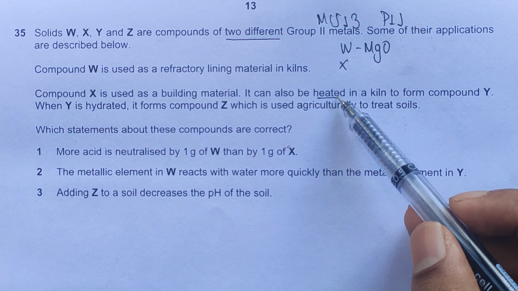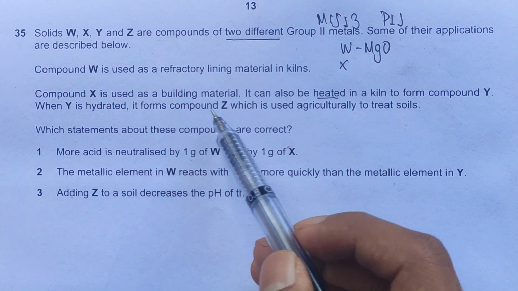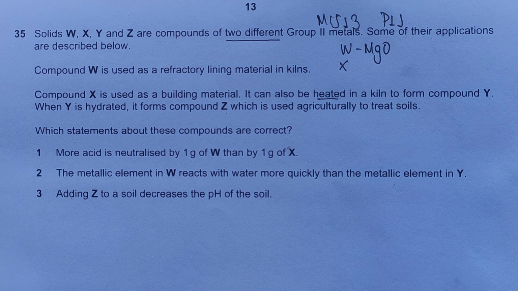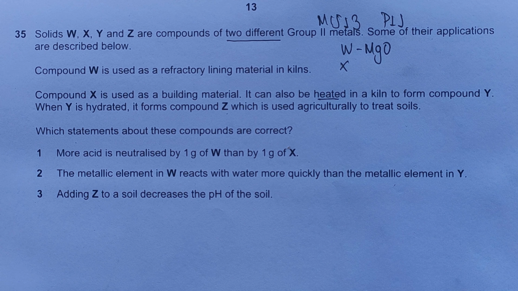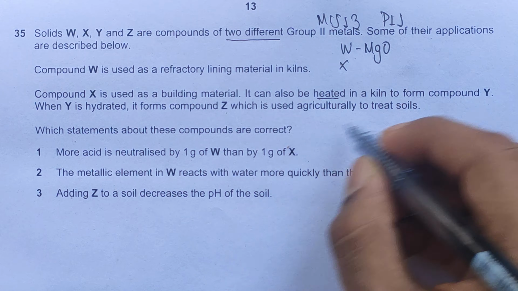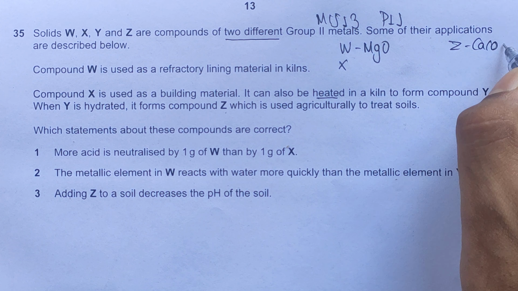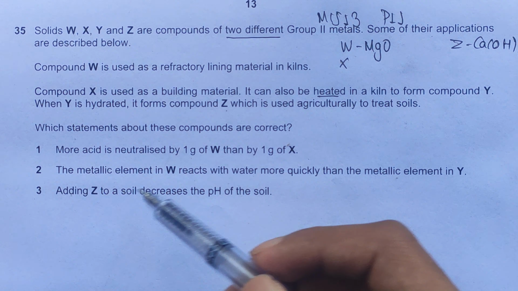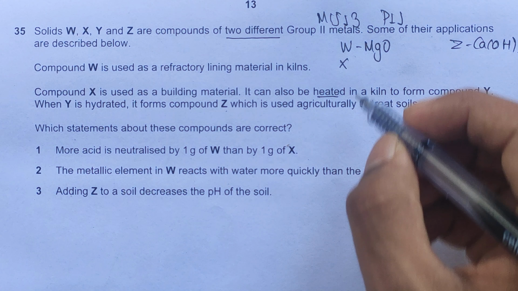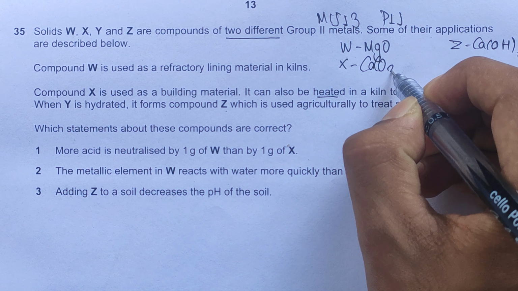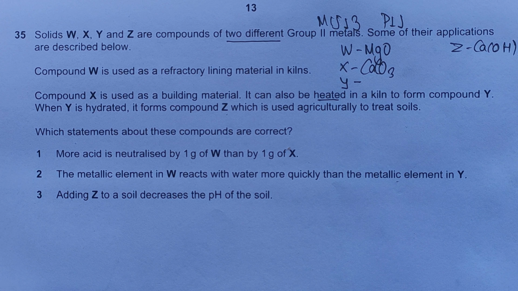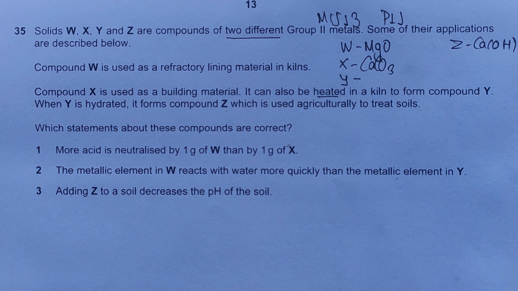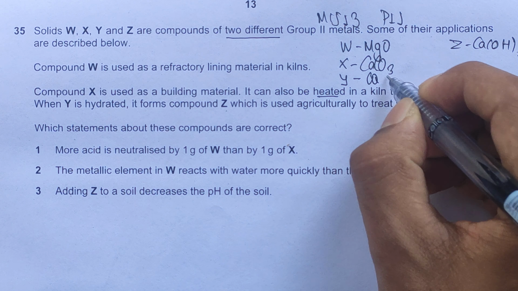Reading further information, it can also be heated to form compound Y. When Y is hydrated, it forms compound Z, and compound Z is used agriculturally to treat soils. The compound which we use agriculturally to treat soils from group 2 is calcium hydroxide. So Z should be calcium hydroxide, and that means X, Y and Z are calcium compounds. As mentioned earlier, compound X is a carbonate, so X should be calcium carbonate. And when we heat X in a kiln, the thermal decomposition of calcium carbonate gives us calcium oxide and carbon dioxide. So compound Y should be calcium oxide.